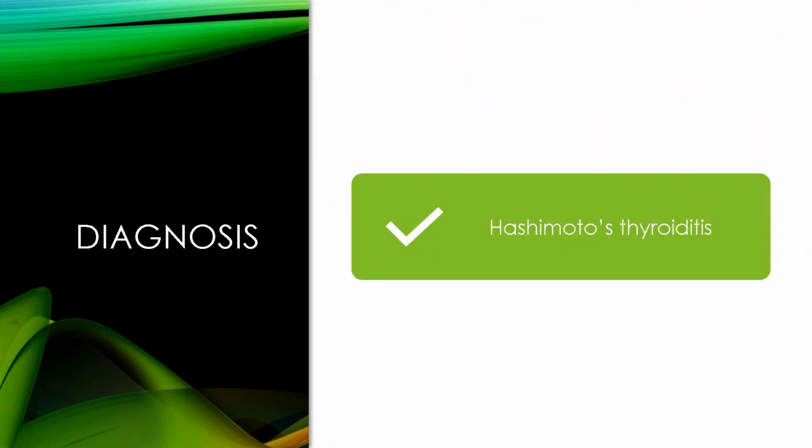The patient in our case study was diagnosed with Hashimoto's thyroiditis.